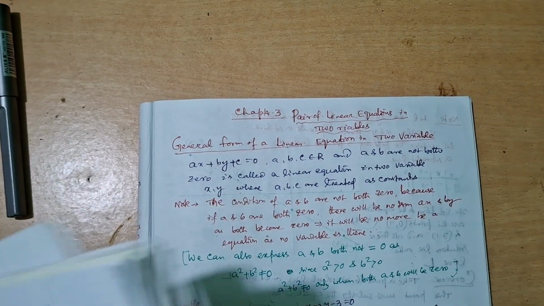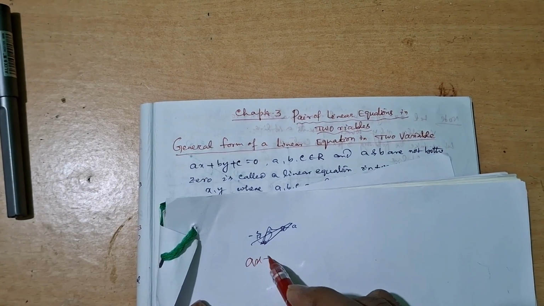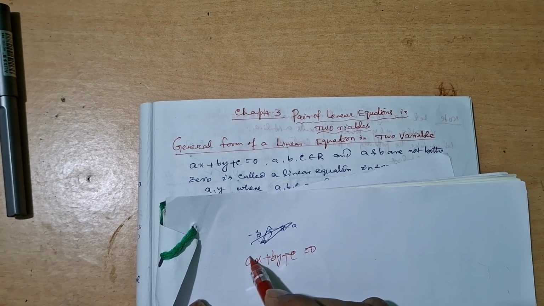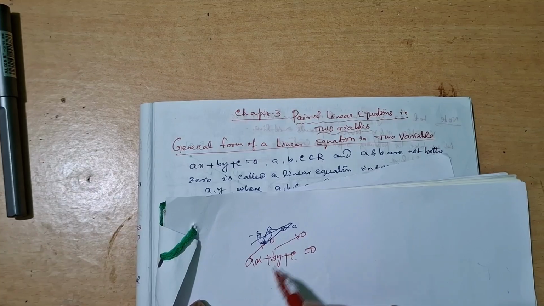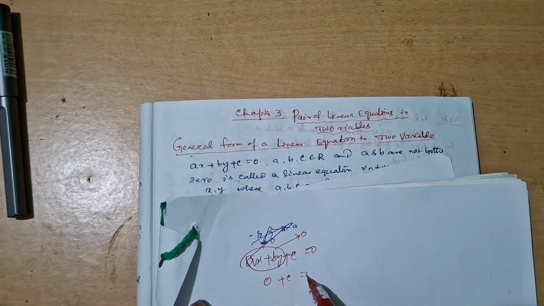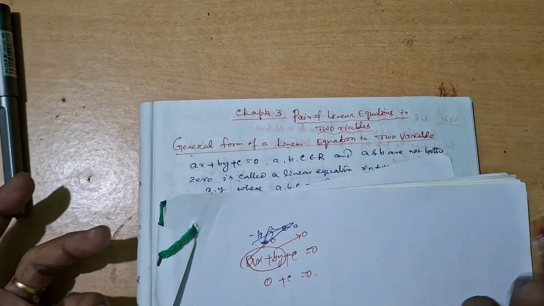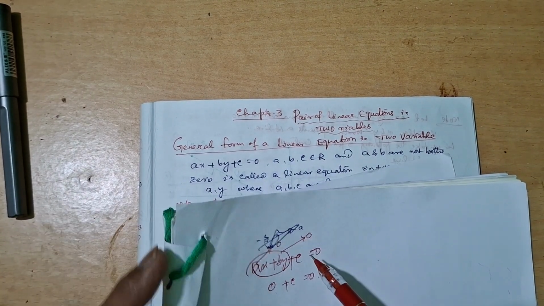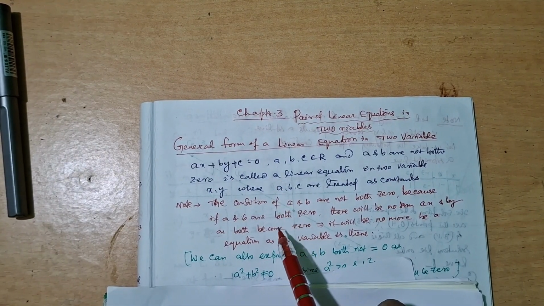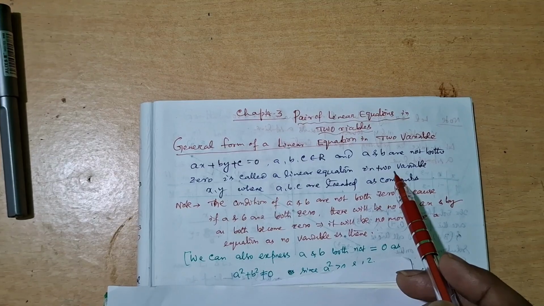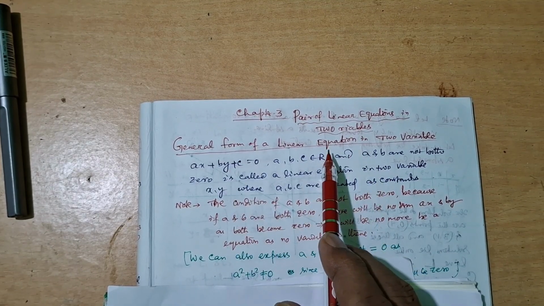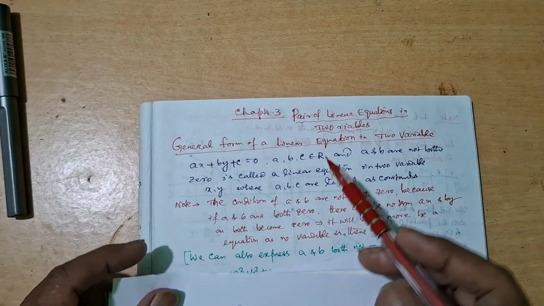If ax + by + c = 0, and a is 0 and b is 0, ultimately these terms will be 0. Then 0 + c = 0 means c = 0, which is meaningless. There is no variable at all. So a and b must not be 0 simultaneously. a may be 0, b may be 0, but not both 0. If both are 0, it will not be a linear equation with any variables.